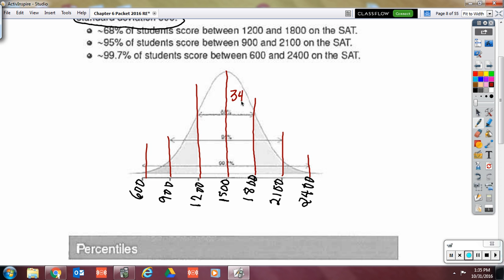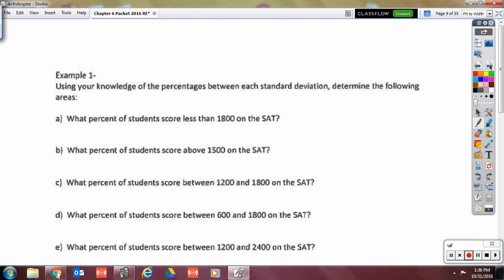You guys did this a moment ago. 34, 34, 13 and a half, 13 and a half, 2.35, and 0.15. Okay, all right, so using that information, we're going to answer these questions on the next page.